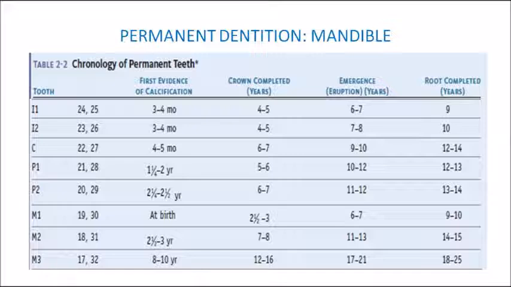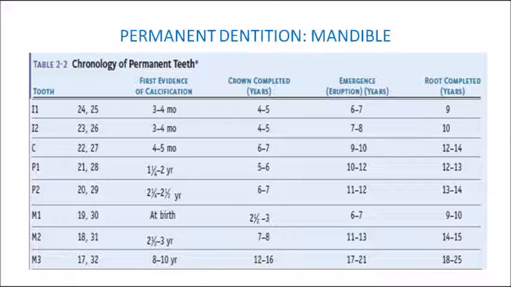Now 3 to 4 months is the time period at which there is the first evidence of calcification for your central incisors as well as your lateral incisors in the lower arch. 4 to 5 months for your canines. Then 1 1/4 to 2 years for your first premolars. Second premolars is 2 1/4 to 2.5 years, and 2.5 to 3 years for your second molars, and 8 to 10 years for your third molars. So please note that it is 8 to 10 years for your third molars.